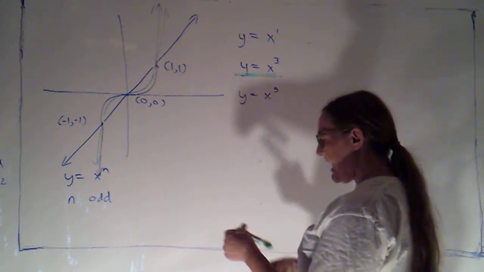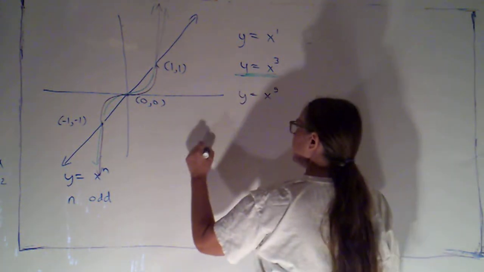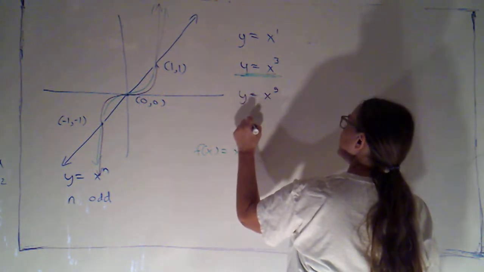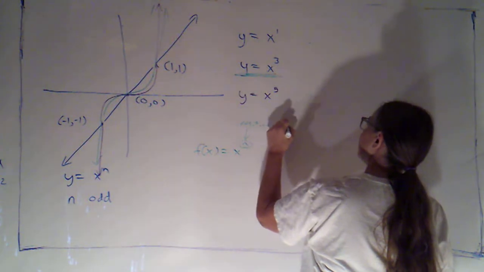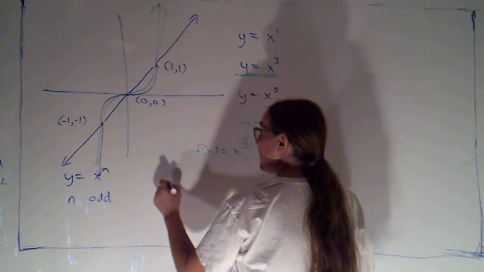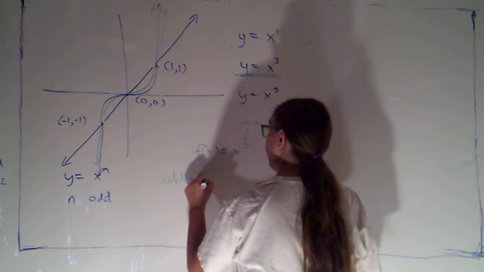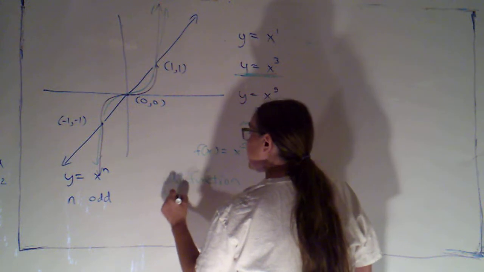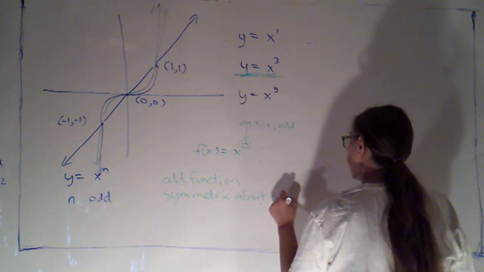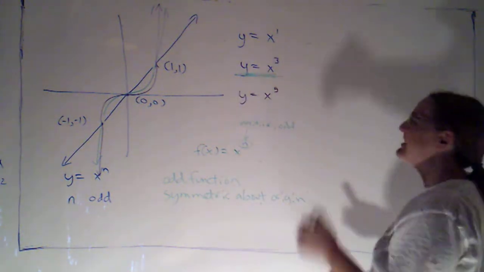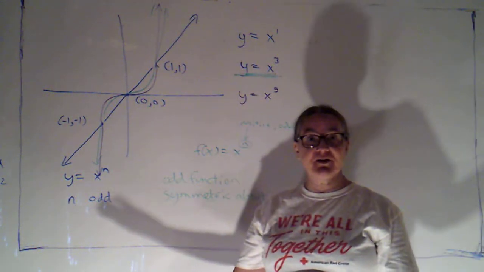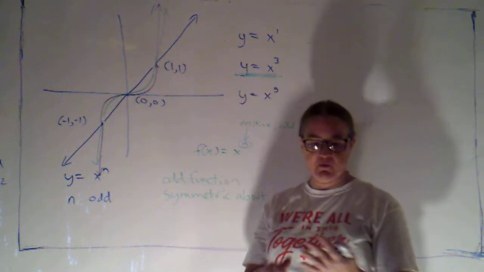So if I have something like this, f of x equals x to the n, where n is a positive odd integer, I can say, well, first of all, this is going to be an odd function, which means its graph is going to be symmetric about the origin. So if I were to flip this upside down, the graphs would look the same. Okay. And another way of thinking about that is opposite input gives me the opposite output.